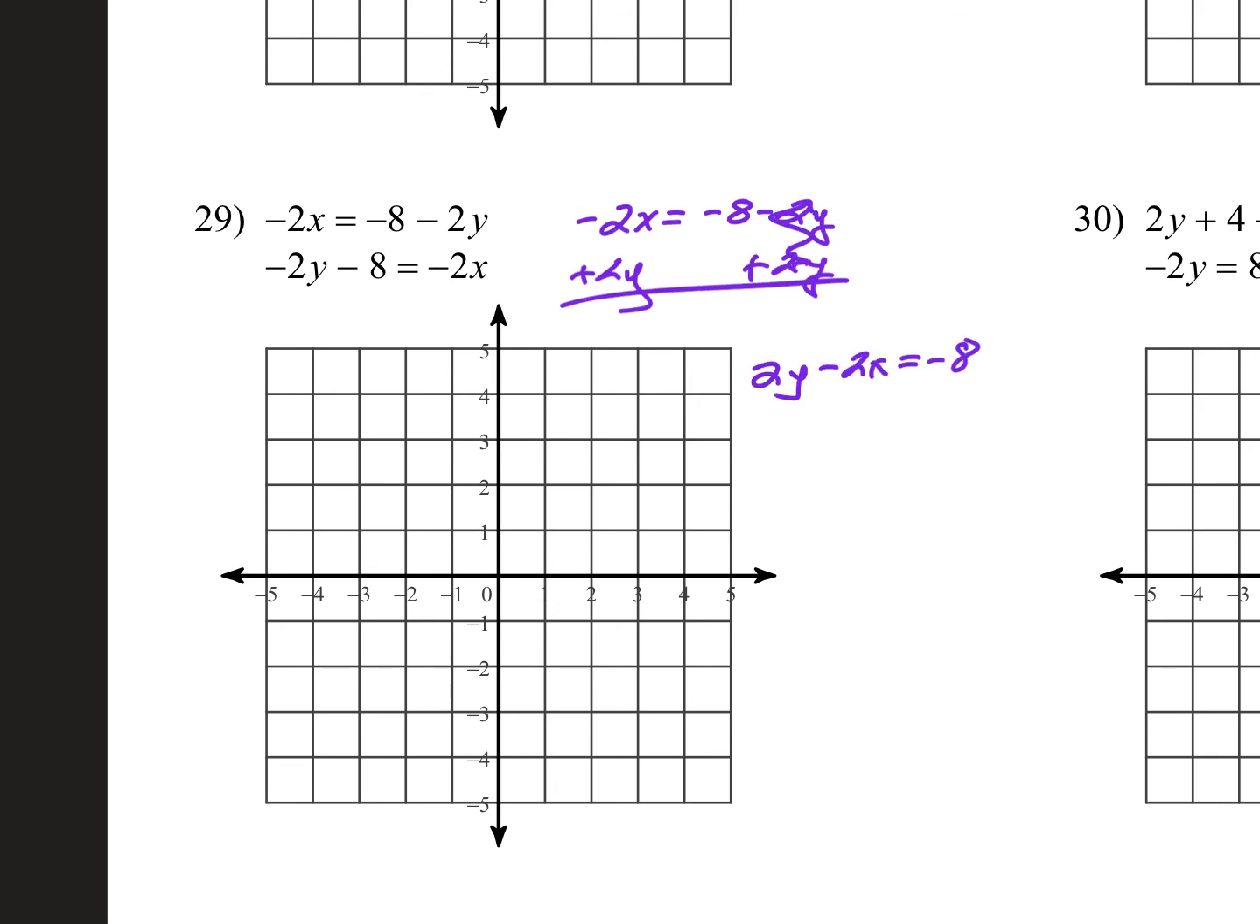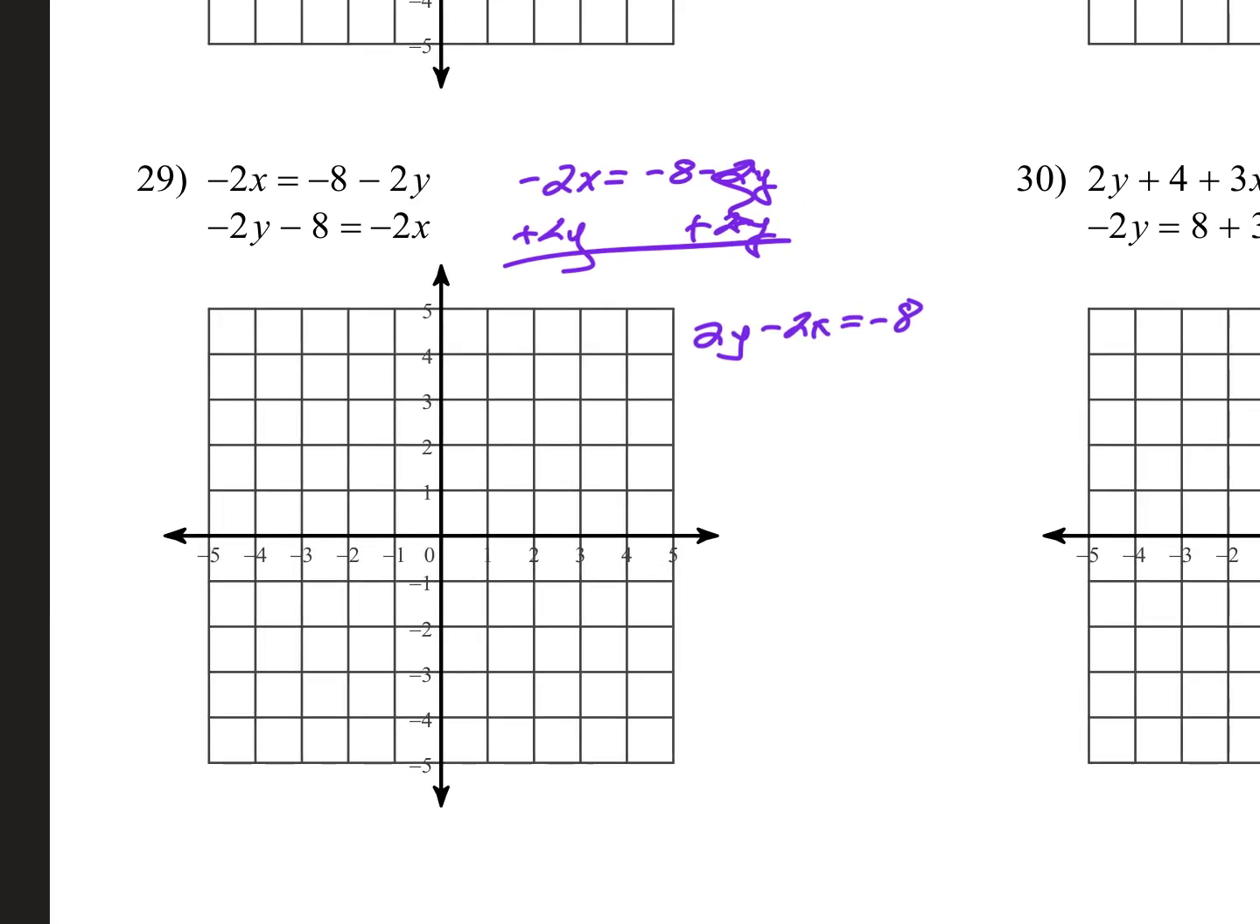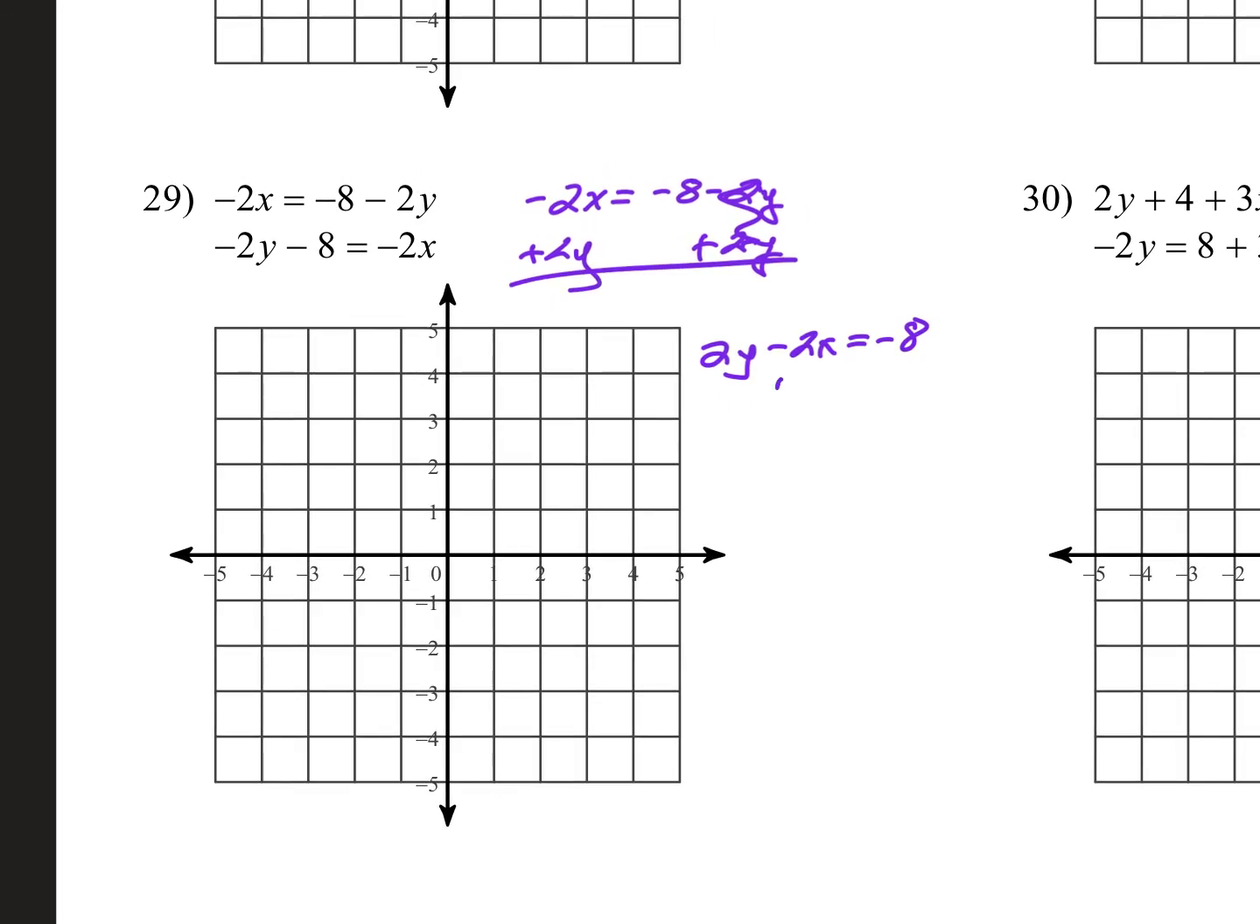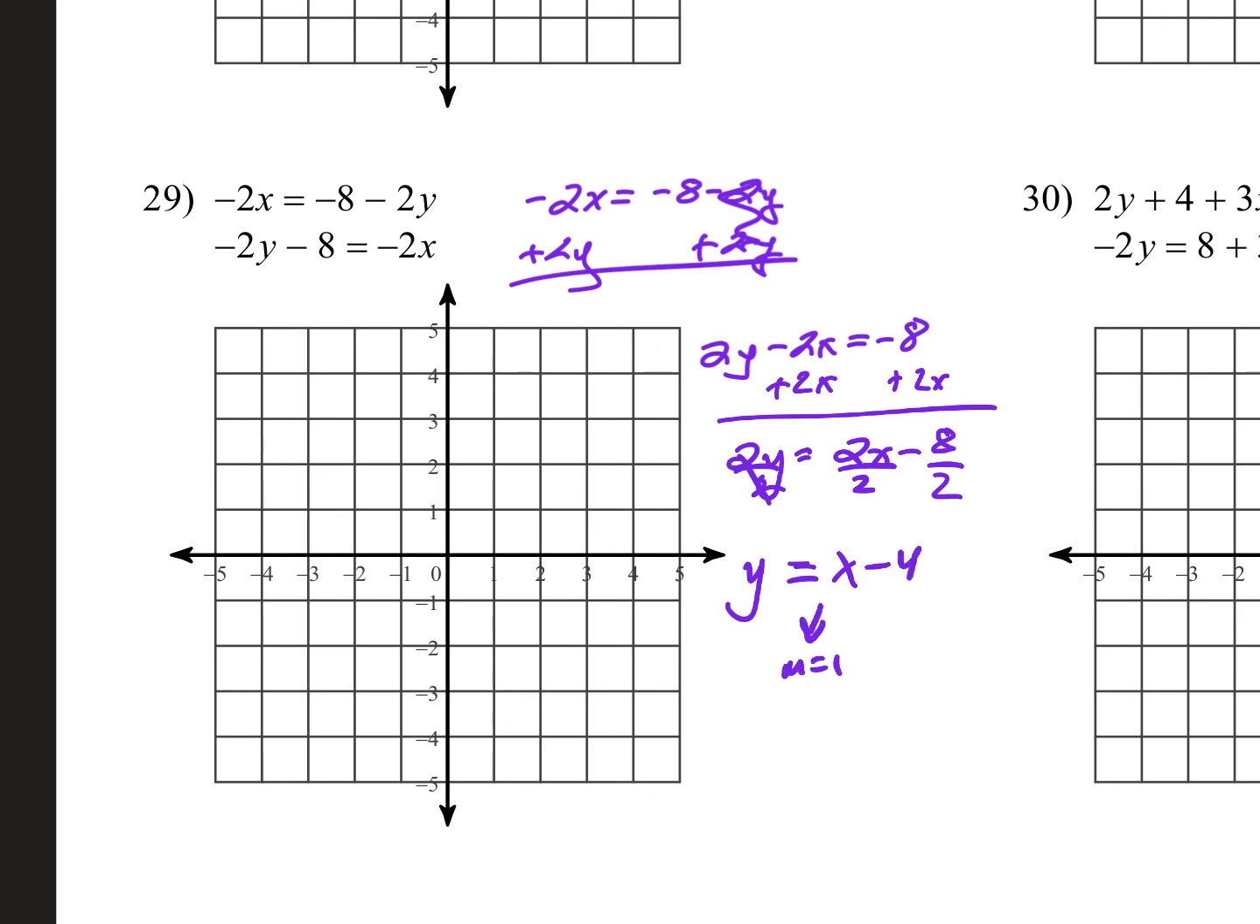Now what? Not yet, not yet. Yes, good. We're going to add 2x to both sides. So 2y equals 2x minus 8. Divide everything by 2. Perfect. So y equals x minus 4. My slope is 1. My y-intercept is -4. So go to -4. Your slope is +1, up 1 over 1, up 1 over 1, up 1 over 1, up 1 over 1. Connect your dots.